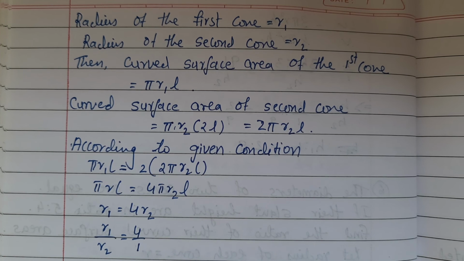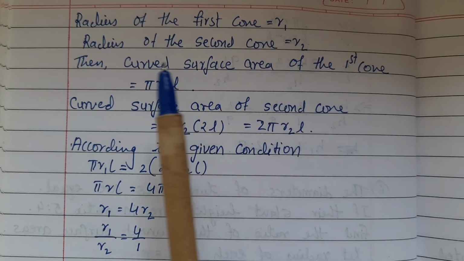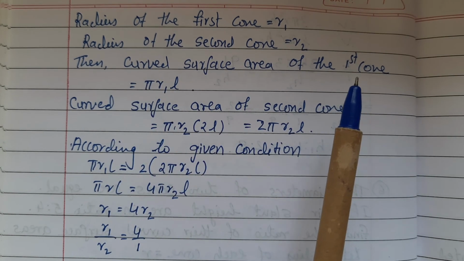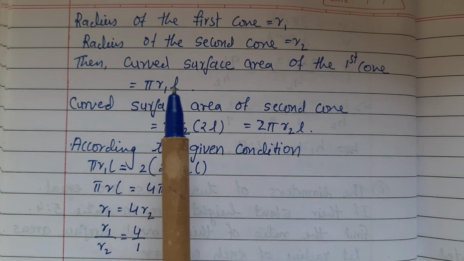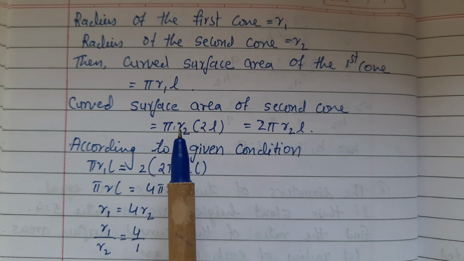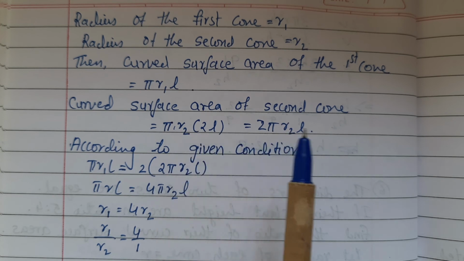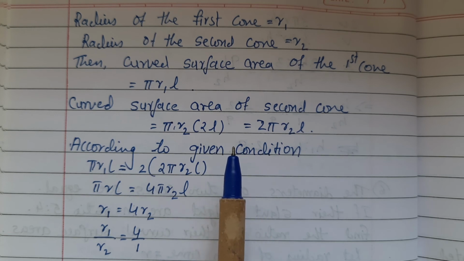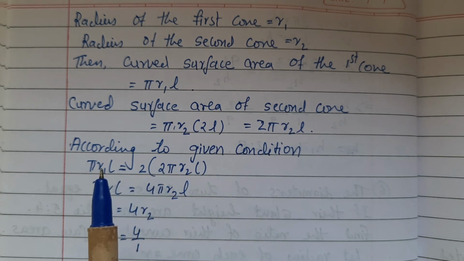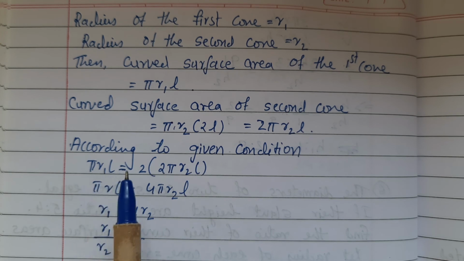Radius of first cone equals R1. Radius of second cone equals R2. Then curved surface area of first cone equals pi R1 l. Curved surface area of second cone is pi R2 into 2l, equal to 2 pi R2 l. According to the given condition, curved surface area of first cone is twice that of the second cone. Therefore, pi R1 l equals 2 into 2 pi R2 l.